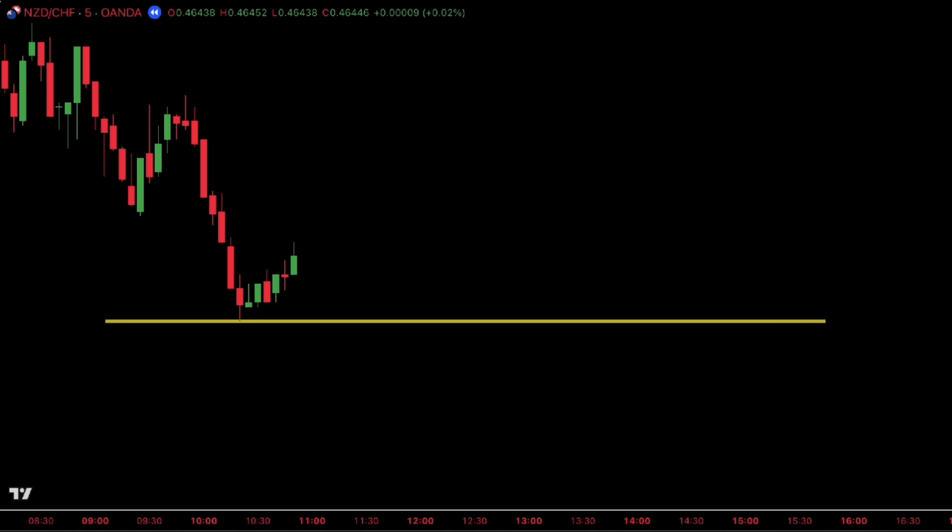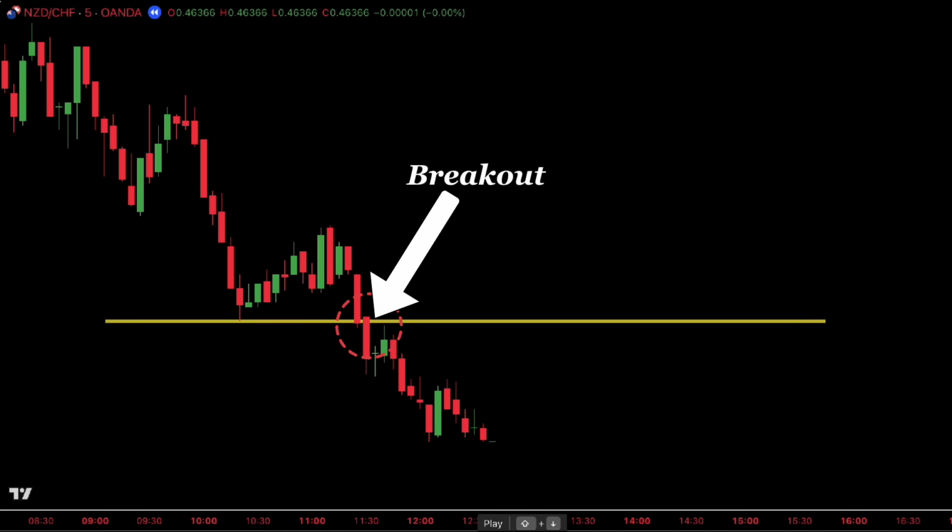Now pay attention to what happens next. The market makes another strong move downward and breaks below this support level. This is a key moment, because once support is broken, it does not remain support anymore.